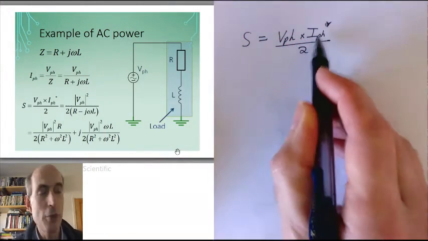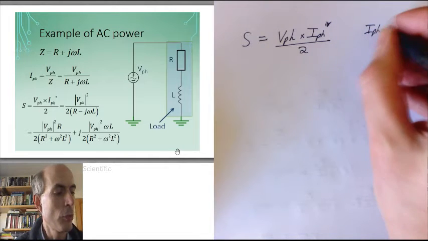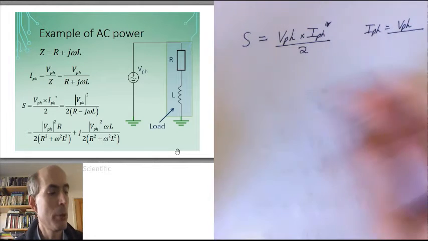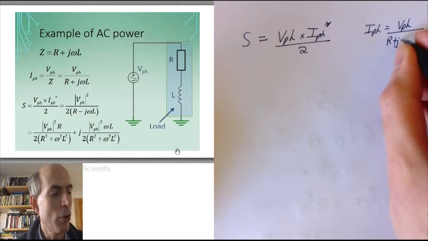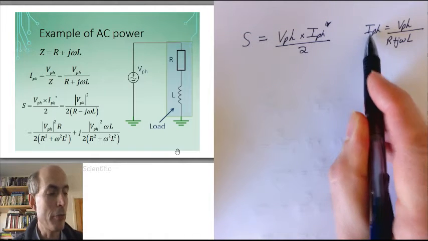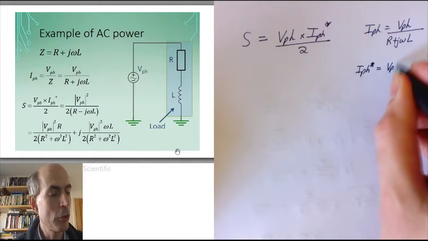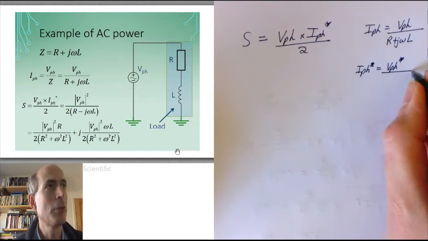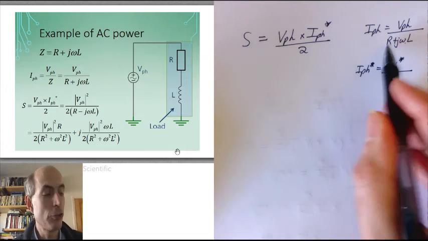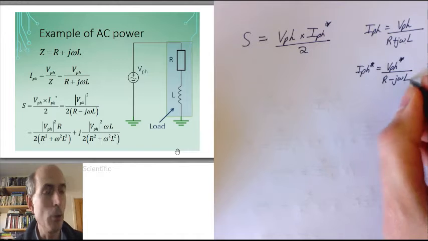Well, the phasor representation of the current we've seen before. That's just equal to the phasor representation of the voltage divided by the complex impedance, which is here R plus j omega L. If I want the complex conjugate of the current phasor, that would then be equal to the complex conjugate of the voltage phasor divided by the complex conjugate of the complex impedance. But the complex conjugate of R plus j omega L is just R minus j omega L.